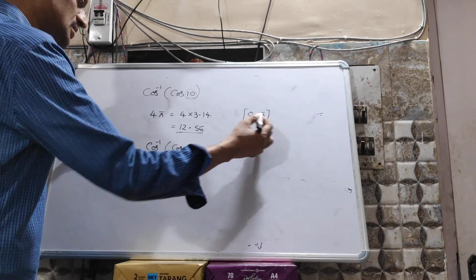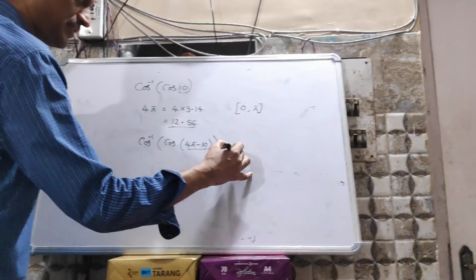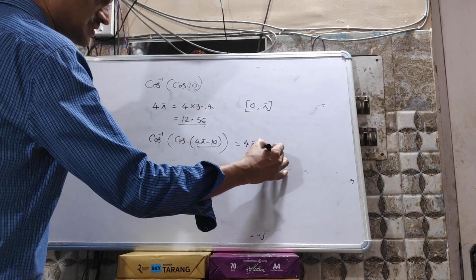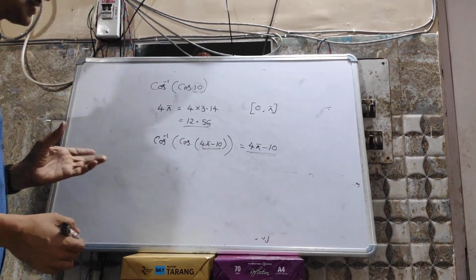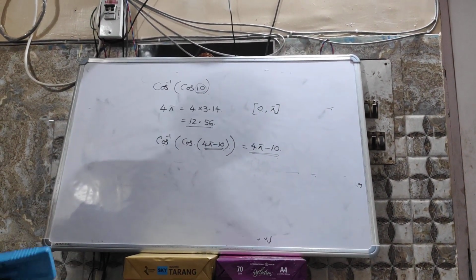If it is lying in the interval, cos inverse of cos alpha gives you 4 pi minus 10. Very clear, students? So like this you can find. Clear?